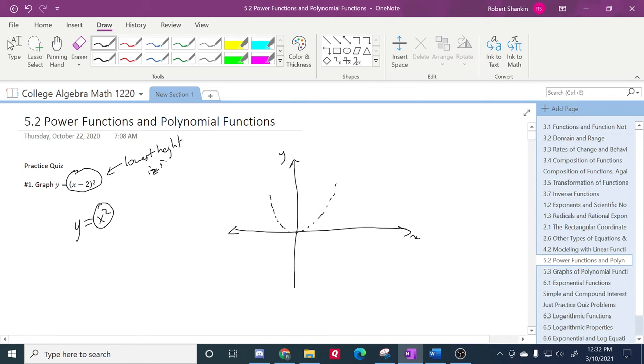Height is 0. But it'll occur not when x is 0 over here, but when x is 2. So you'd move over 2 to the right. And that's where you're going to get the lowest height. Either side of that, you're going to be going up.